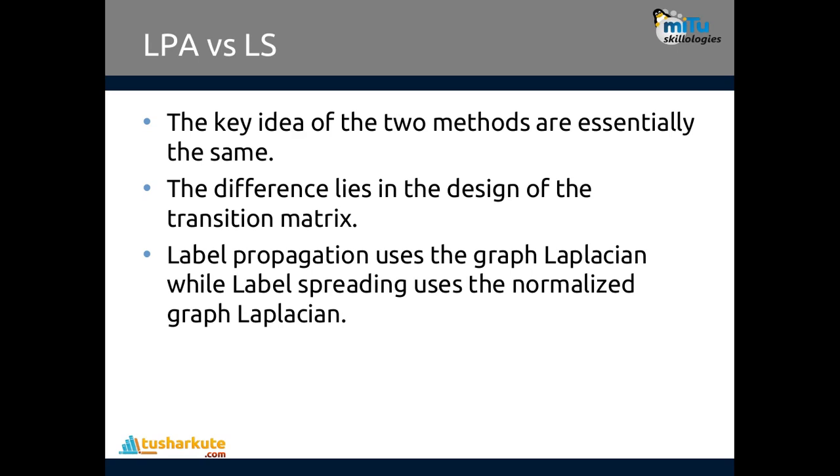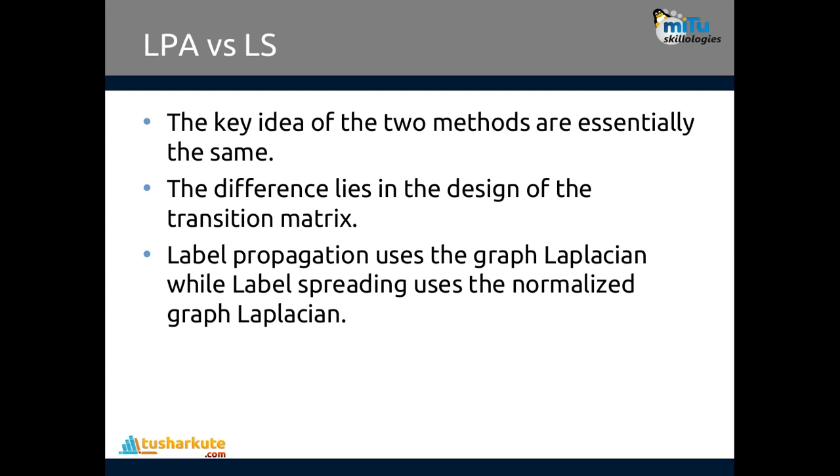And if you go mathematically, what's the difference between label propagation and label spreading? The key idea of these two methods is essentially the same, but the difference lies in the transition matrix used for the actual implementation. Label propagation uses the graph Laplacian while label spreading uses the normalized graph Laplacian. So that's the main difference, the transition matrix they are using, and based on that the operations are performed for giving labels to unlabeled samples.